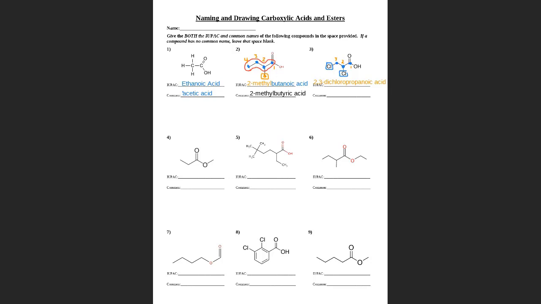Now the common name, like I said, once again, it's very similar. The only difference is that with the common name, instead of being propanoic acid, it's propionic acid, which honestly is not that different. So dichloropropanoic acid, propionic acid. Okay.